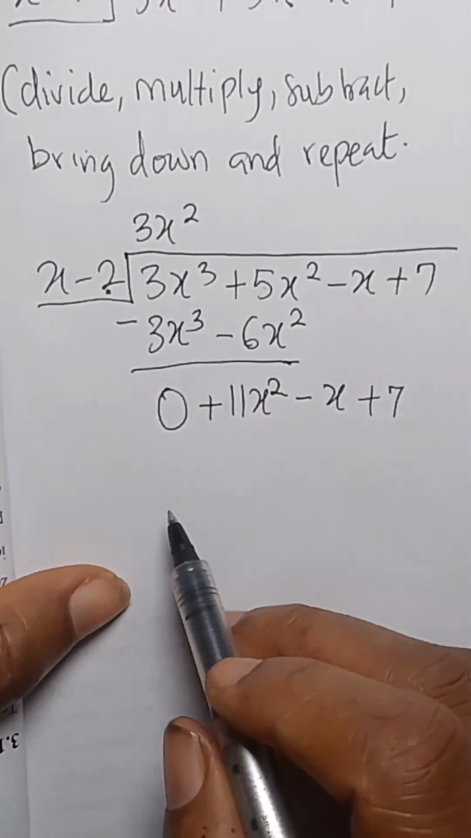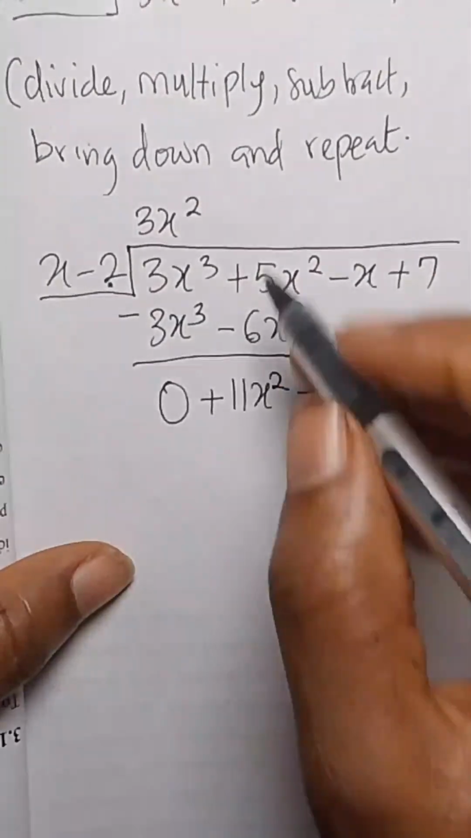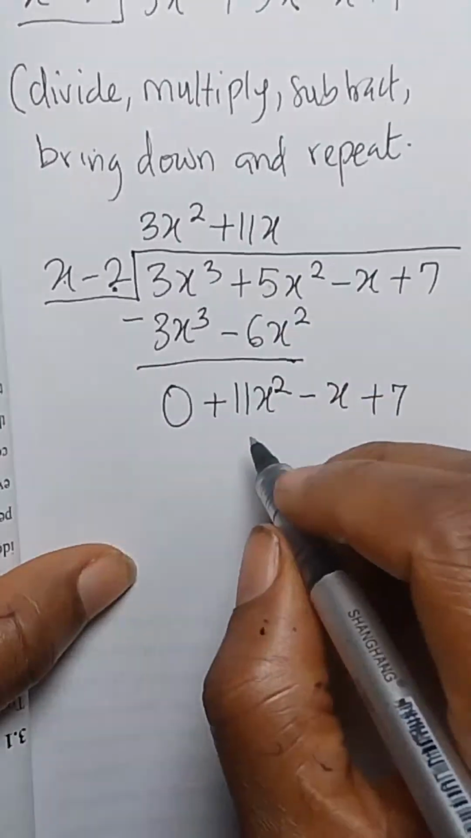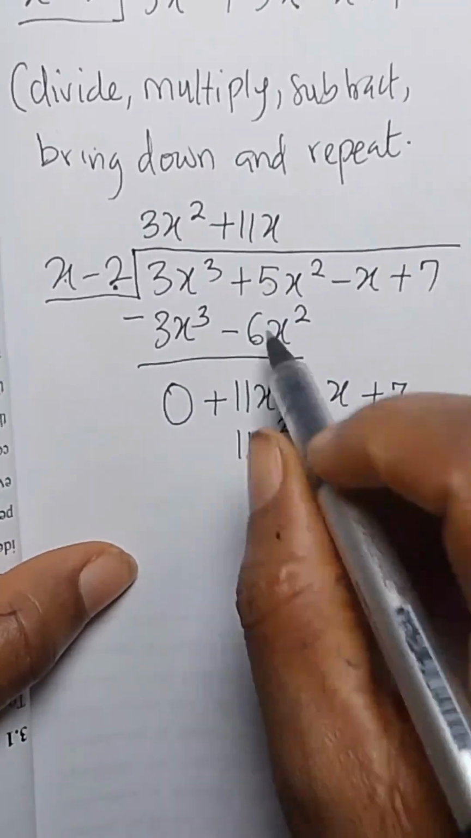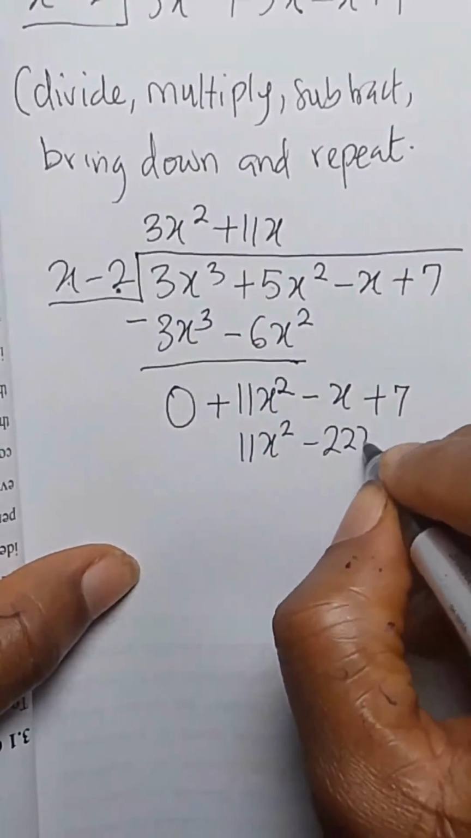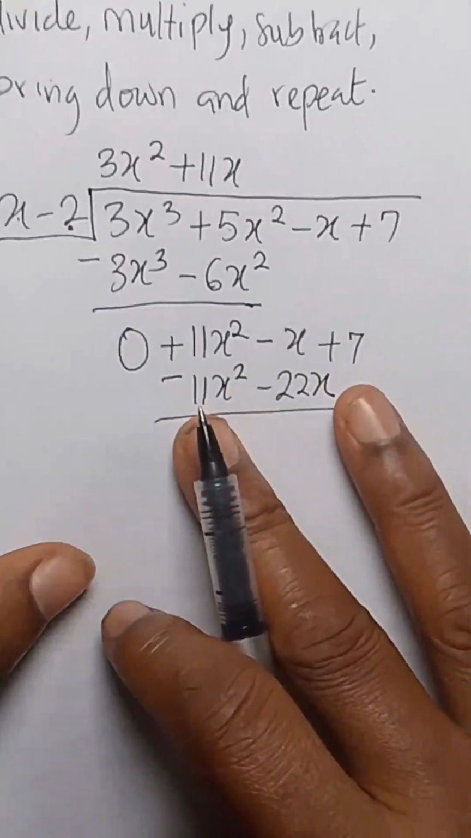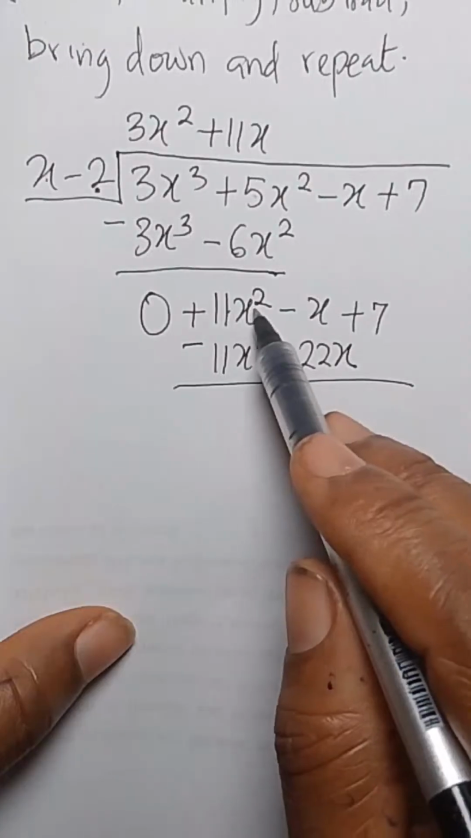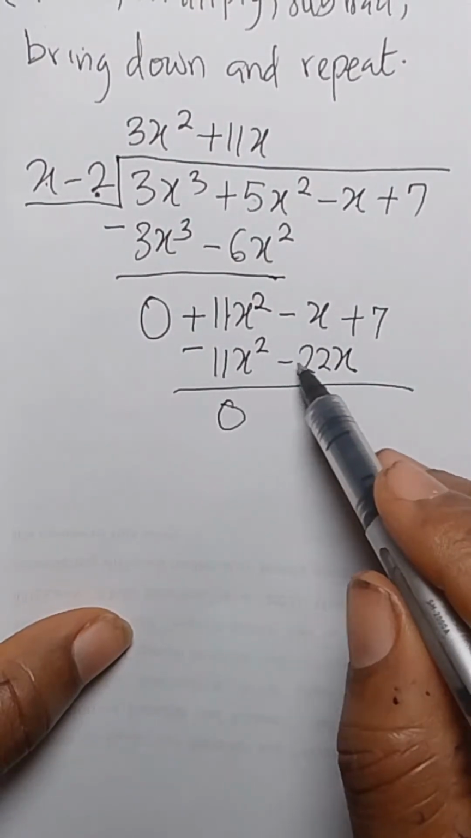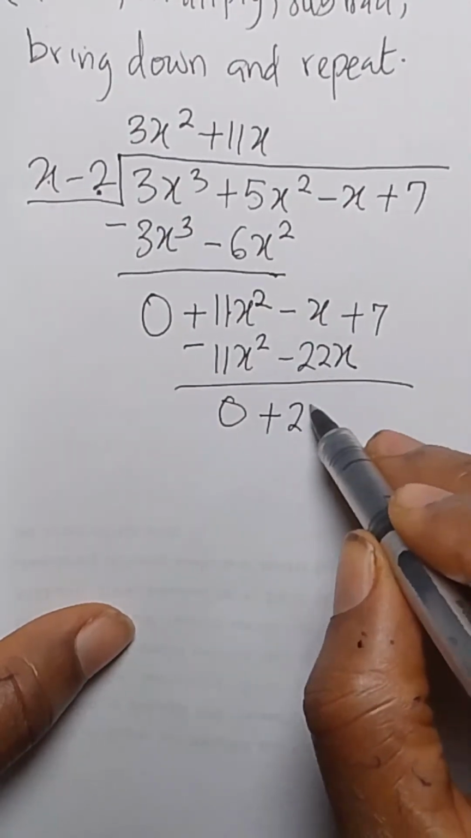We start again. We repeat by dividing again. So we do 11x squared divided by x will give us plus 11x. So 11x times x here will give us 11x squared. 11x times minus 2 will give us minus 22x. All right. So we are going to subtract again. When we subtract again, 11 minus 11 will give us 0. Minus x minus minus 22x is minus x plus 22x. So it will give you plus 21x.